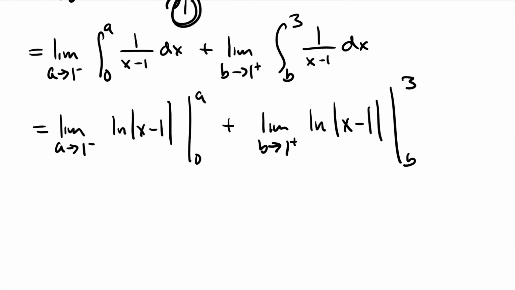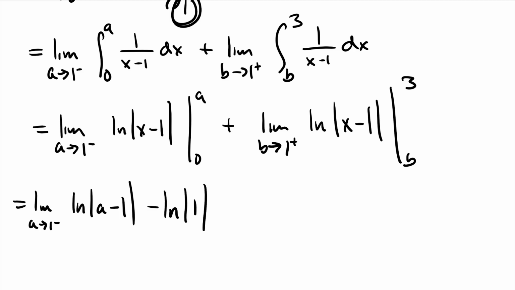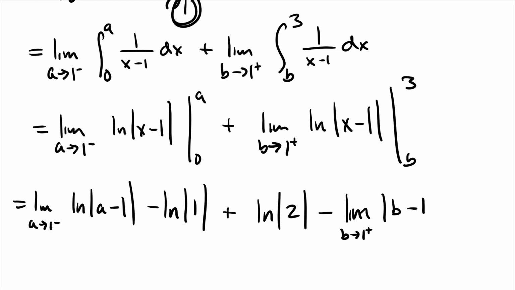Let's see. So we're going to get natural log of a minus 1. Oops, forgot to write my limit. Goes to 1 from the left. Minus natural log of, I'm just going to call it 1. That's 0. Plus ln of 3 minus 1, that's 2. Minus the limit as b tends towards 1 from the right of the absolute value of b minus 1.